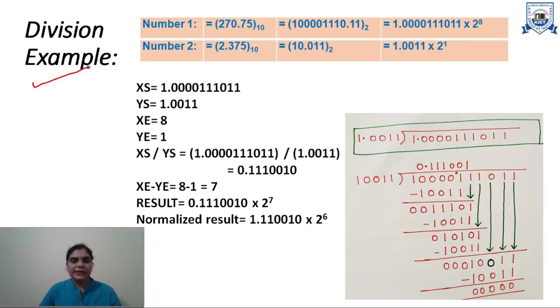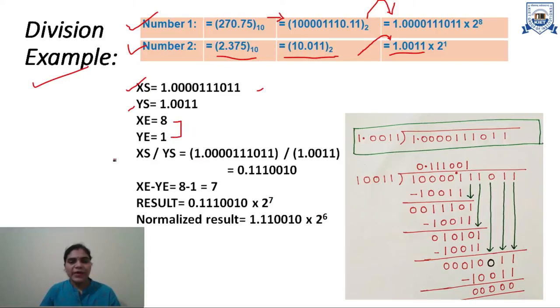Here, a division example is given. We have taken two numbers. Number 1 is 270.75 in decimal, and the respective binary value is also mentioned here, and this value is also represented in floating point representation. Number 2 is 2.375 in decimal. The respective binary is also mentioned here, and this number is also represented in floating point representation. So we have the significand of x, this, the significand of y, this. We have two exponents, 8 and 1.